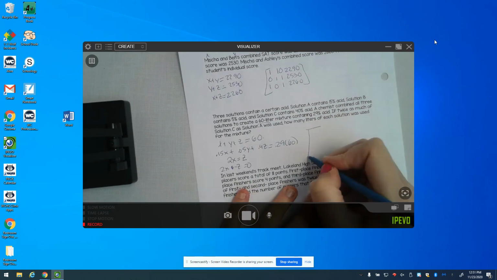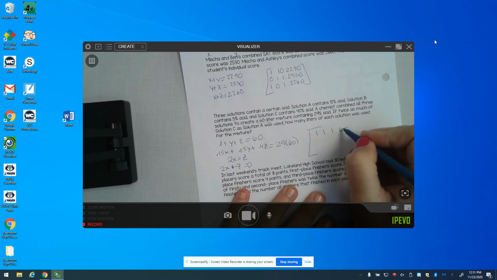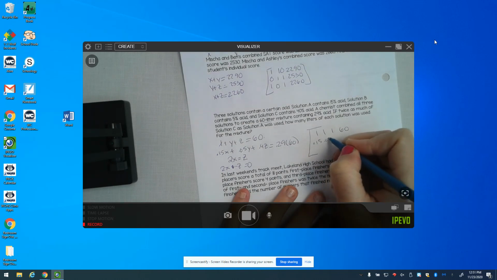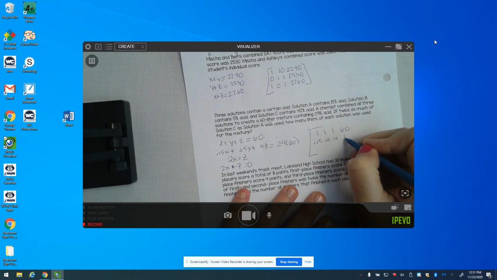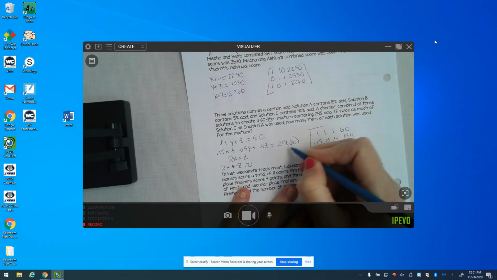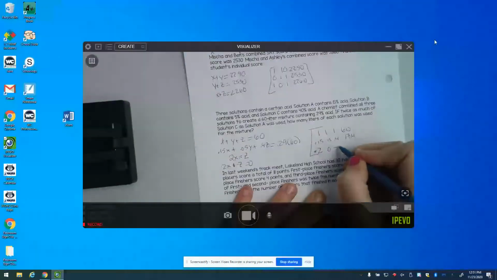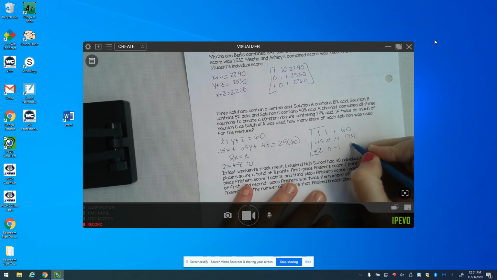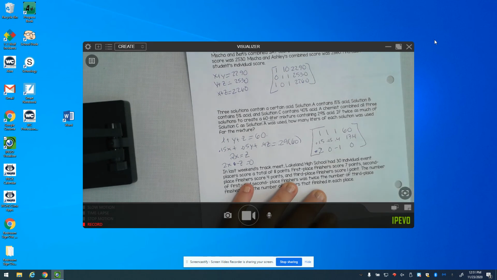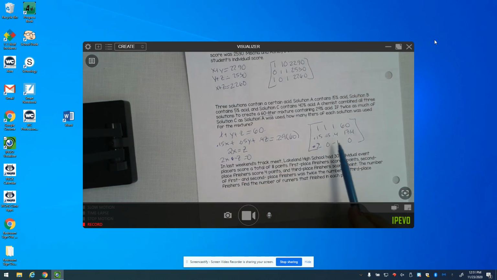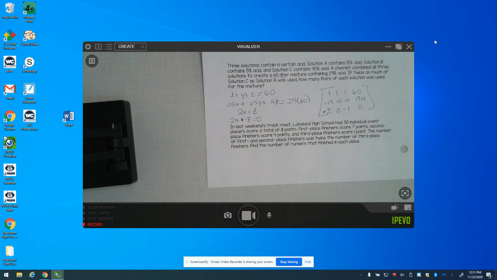So you set it up going 60. I went ahead and multiplied those together. And then I did a 2, a 0. And then if you row reduce that, you should get each of them. All right, so last one.